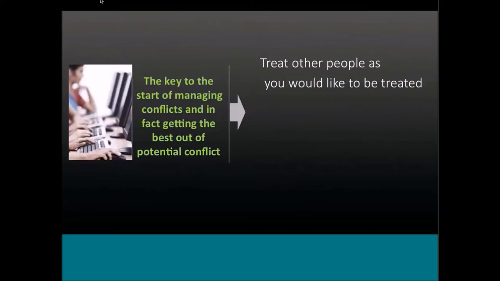This statement has got one assumption which may not be true. Just think about it. Treat other people as you'd like to be treated has one assumption which is not valid, which may not be true. What could be that assumption?